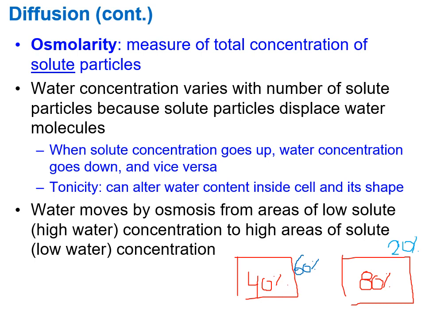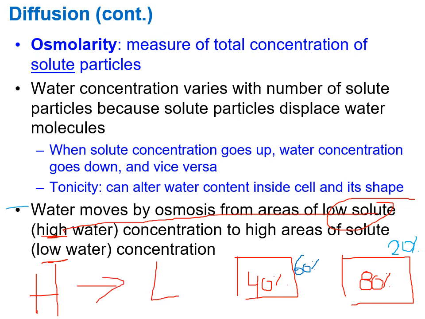The reason you want to keep this in mind is because water will go from high to low. So here it says right here on your slide, we switch back to my red. It says water moves by osmosis from an area of low solute to an area of high solute. Because if the solute is low, the water is high. And if the solute is high, the water is low. So water will always go from high to low.